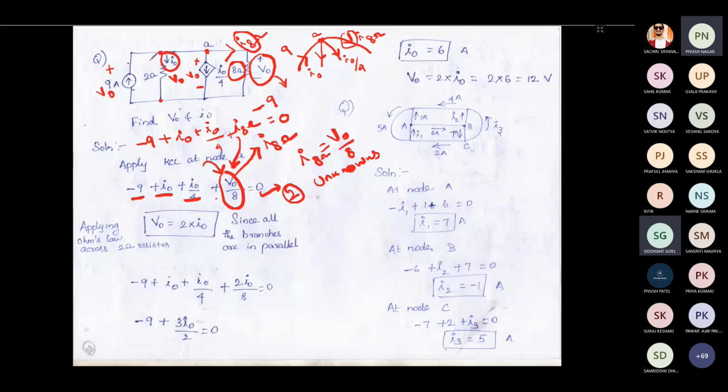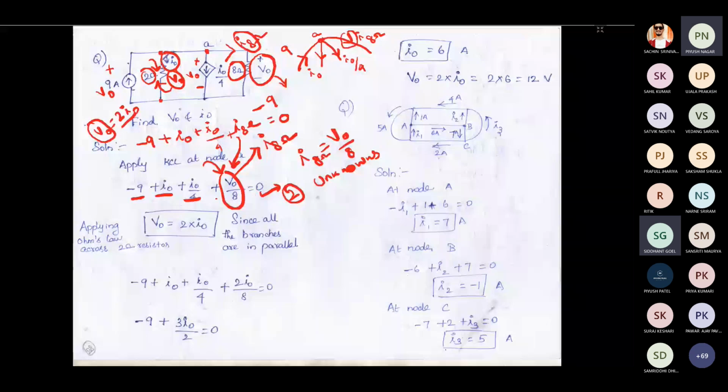To use this, we are going to represent V naught in terms of 2 into I naught. V naught is equal to 2 into I naught. Why have I considered this? Since all the elements are connected in parallel, the voltage across all the elements is the same. So the voltage across this 2 ohm resistor is also V naught. That V naught can be written as 2, the resistance of that particular branch, into I naught, the current flowing through that path.